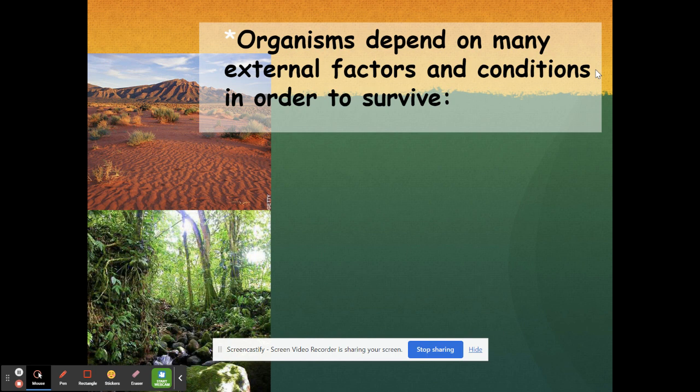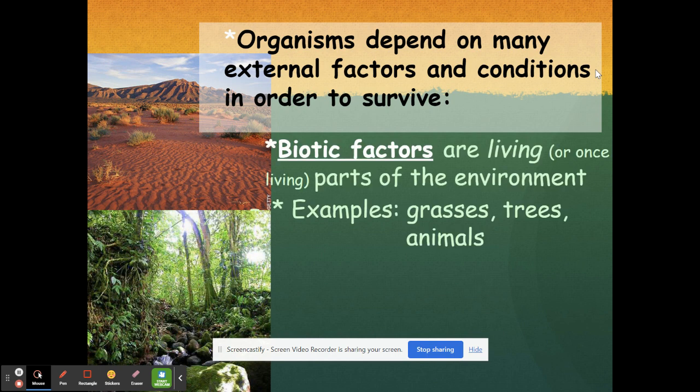right? So, biotic, if you look at that word, biotic, it starts with bio. Bio means life. So biotic means that something is living or has been living at some time. So even if something has passed away, it was once alive, it is still considered biotic.